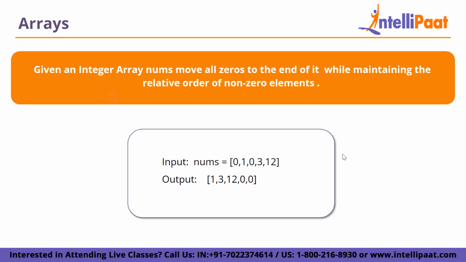So suppose we have an input array called nums with the elements 0, 1, 0, 3 and 12. So the output we are expecting is something like this: 1, 3 and 12 are coming at the front and all the zeros are shifted to the right end.